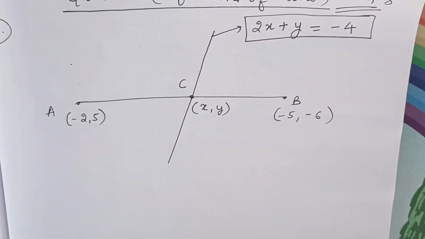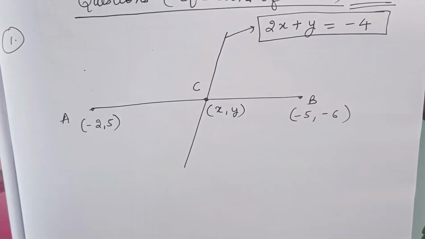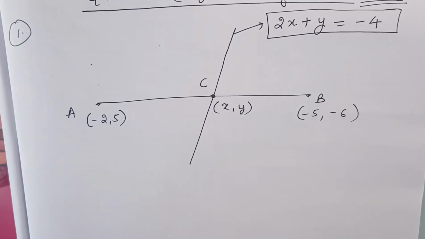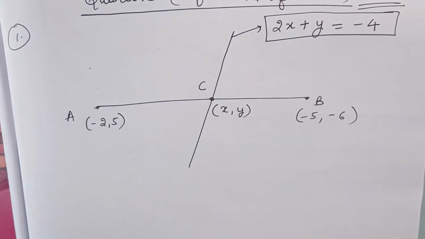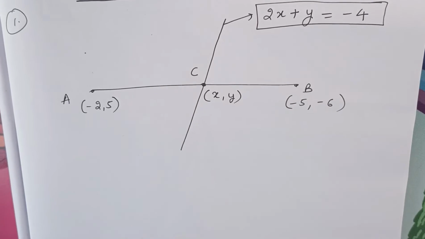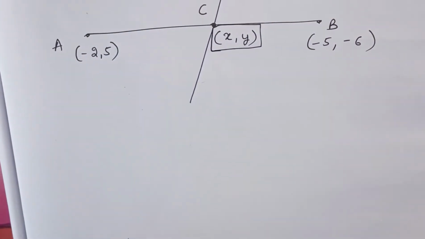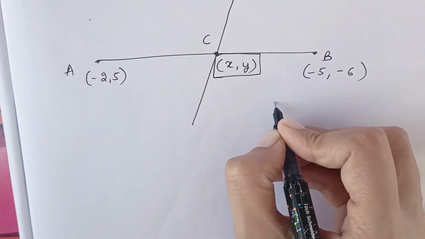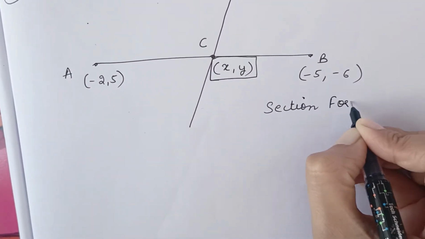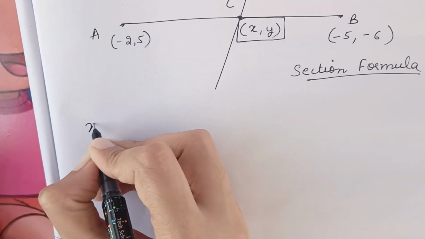So if you are able to recall, I have discussed section formula in the previous video. There you can see a similar type of line which is divided by some point. Okay, so same thing you have to see, you have to relate and do the questions. So here also we have to find this coordinate. So that means which formula we have to use? We have to use section formula. Okay, so we'll write section formula.